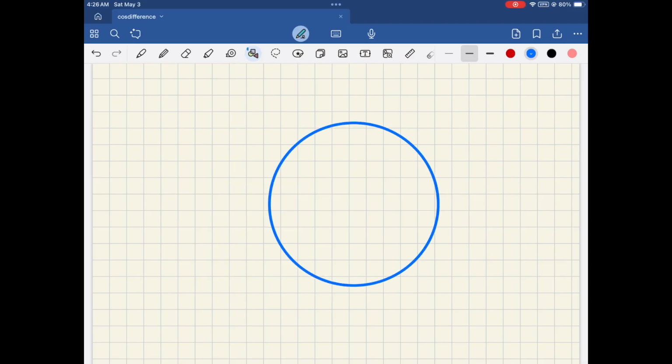Let's get started. First, let's set up our framework. We're working in the standard Cartesian coordinate system. Imagine a unit circle centered at the origin. That's a circle with a radius of exactly 1.